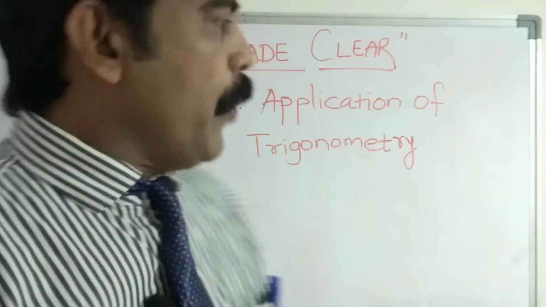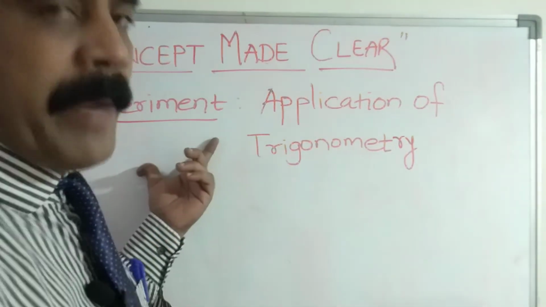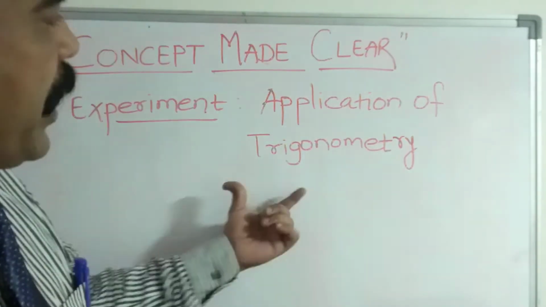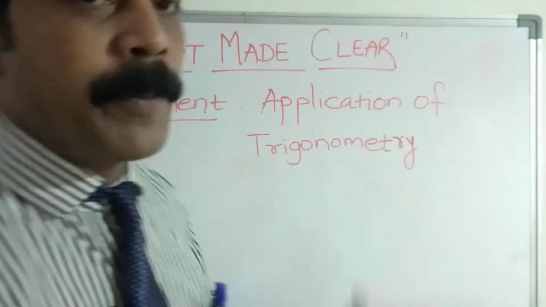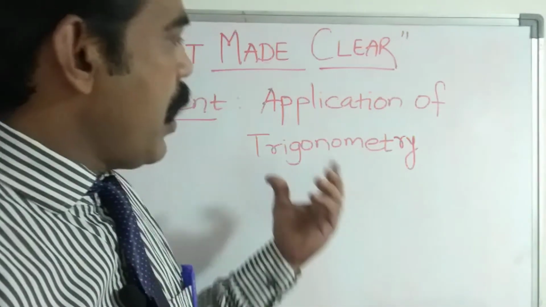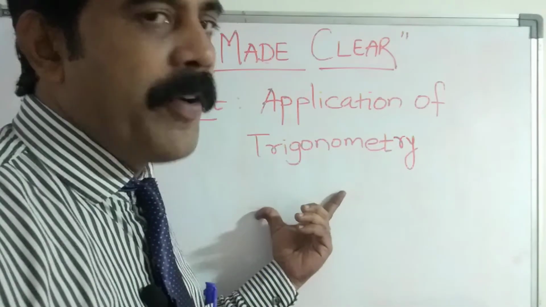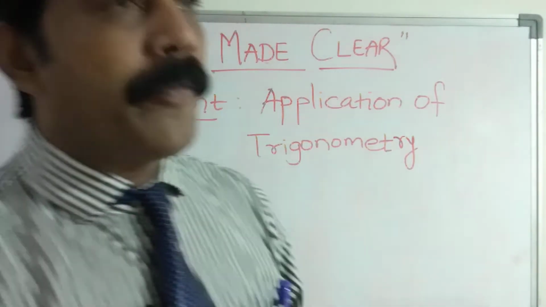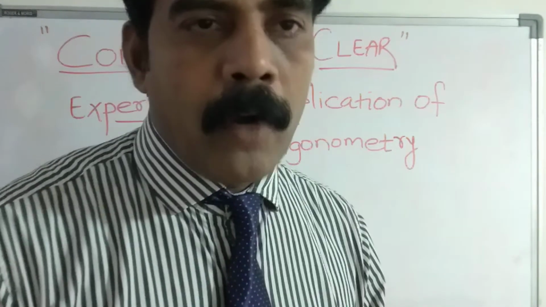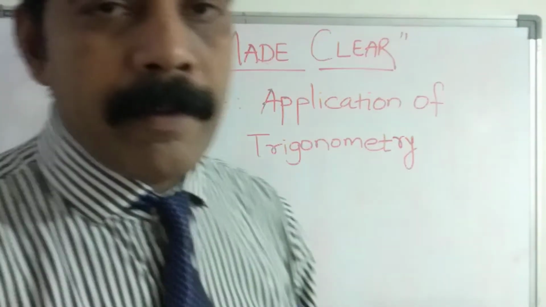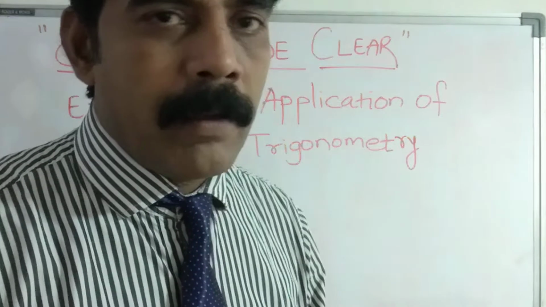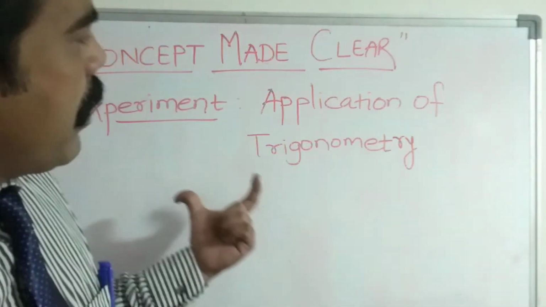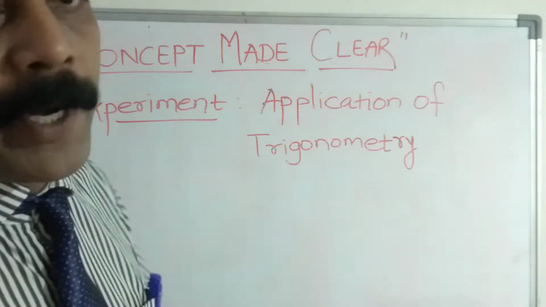So today we are going to do one experiment based on application of trigonometry. We are going to do an experiment to see how trigonometry is applicable in our day-to-day life. For example, if you have to find the height of the wall of a room, or the height of a building near you, or at what height the ceiling fan is fixed, you can use this experiment. You can do this experiment at your home also.